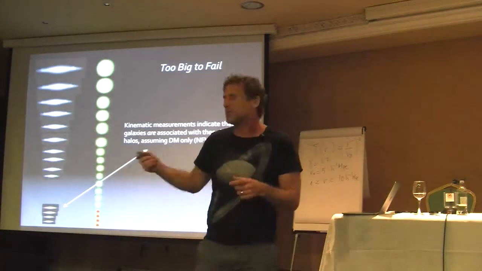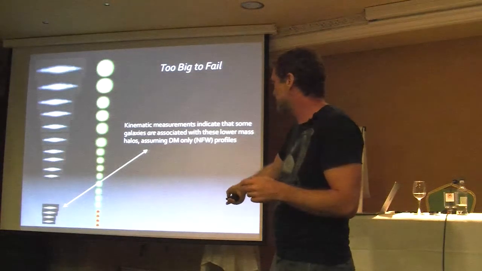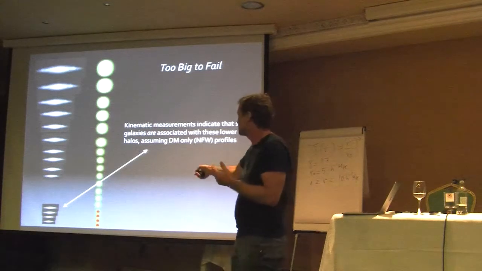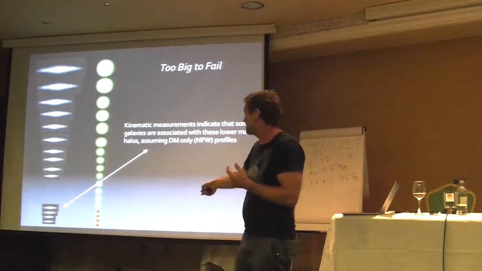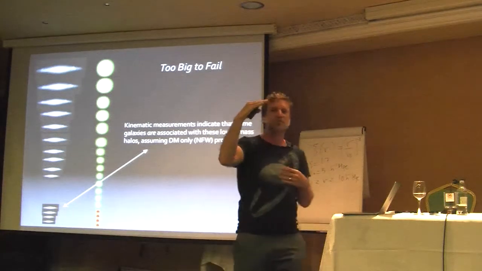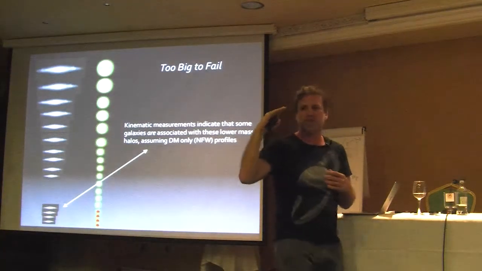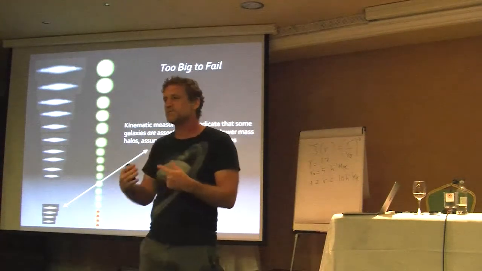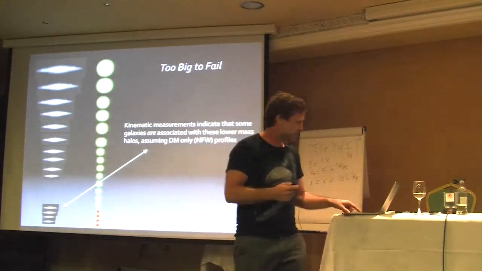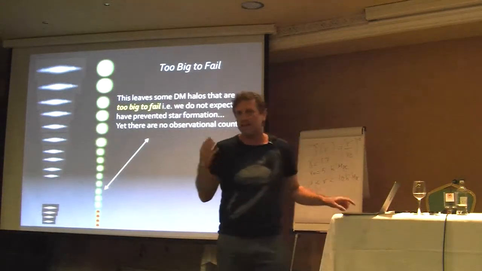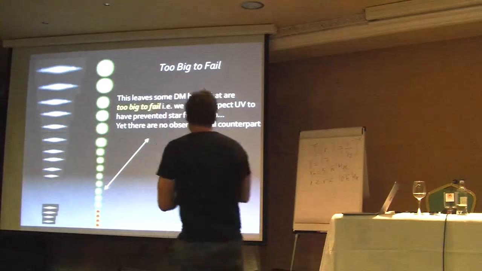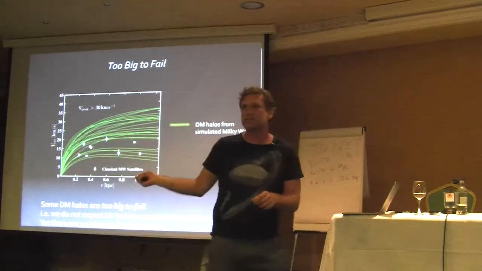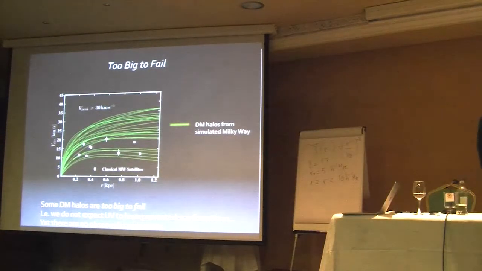But the problem is, it seems that these halos are hosting galaxies when we measure their kinematics, and then when we look at the abundance matching, it leaves these halos which are above the mass that we expect UV radiation to have any effect. So these green ones, we don't expect UV radiation to be preventing star formation. And yet, when we measure kinematics, those halos are not hosting galaxies. And this is how the too big to fail problem is often plotted.